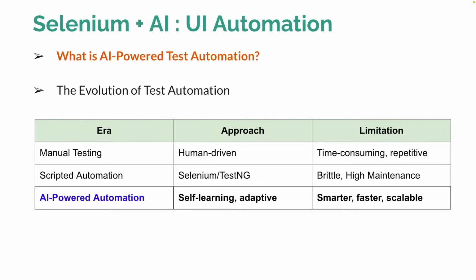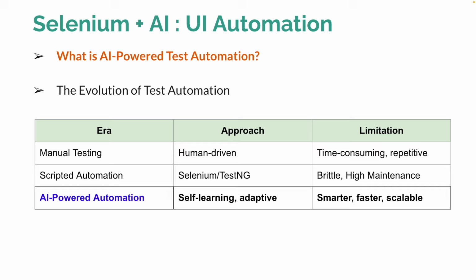Why does it require high maintenance? Whenever you have a website, sometimes you change the product very frequently. You change the look and feel of the website very frequently. If you change anything in your website, that change must be incorporated in your test automation. A single locator change needs to be added in your test automation. Correct? So this requires high maintenance.